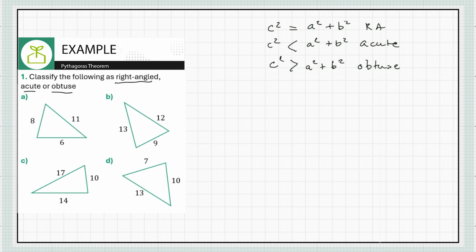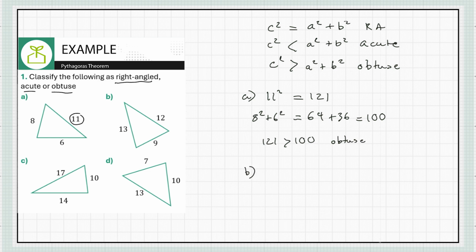So let's get started with our first one. Now again, we're going to use our c squared as our longest side or our largest particular measurement. So 11 squared is equal to 121, and then we're going to do 8 squared plus 6 squared. That's 64 plus 36, and 64 plus 36 is equal to 100. Now, because 121 is greater than 100, what we have here is an obtuse angled triangle.